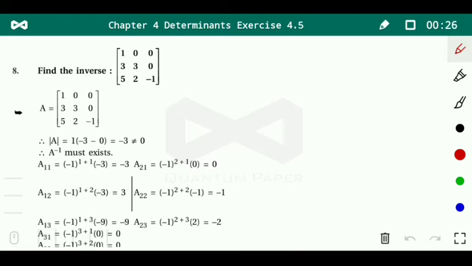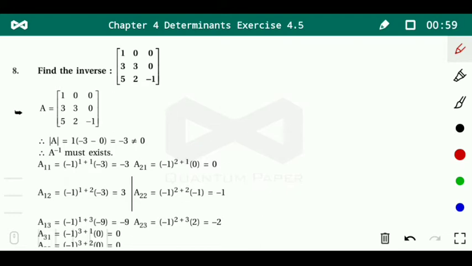So first of all we have to check the determinant of A. Now see, we have to solve by taking the first row, because in the first row there are two zeros present, so we can solve easily. So we have to remove the first row and first column. So 1 bracket, minus 3 minus 0, so it will be minus 3. So here the determinant of A is non-zero, so A inverse must exist. Okay, is it clear?